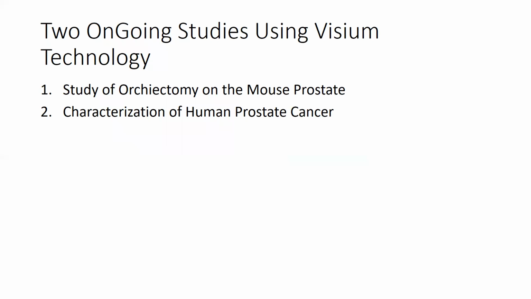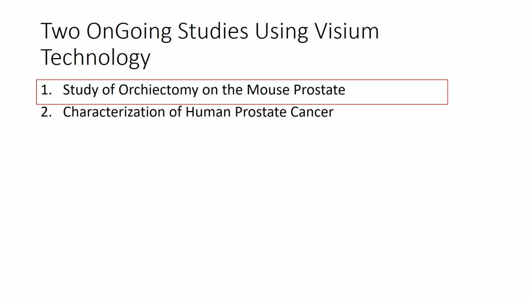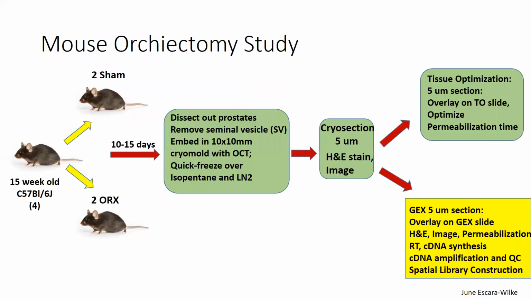And so I want to highlight 2 projects that are ongoing in our lab using the Visium technology. First is looking at orchiectomy in the mouse prostate. And second is looking at human prostate. So the first one is looking at mouse prostate orchiectomies. Here we took 15-week-old Black 6 mice. We did a sham surgery on 2 of them, and on 2 of them we performed the orchiectomy. And after 15 days, we dissected out the prostates, removed seminal vesicles, and embedded them into blocks.